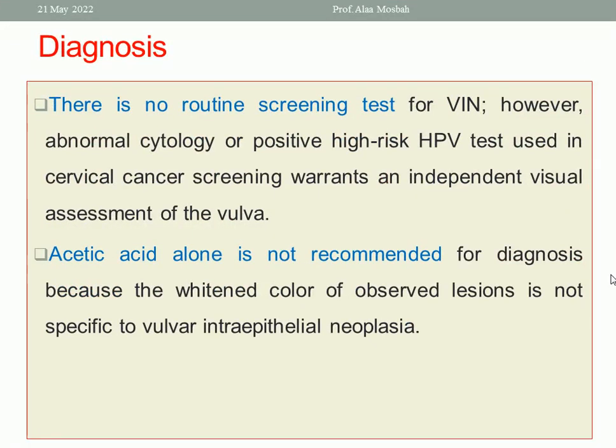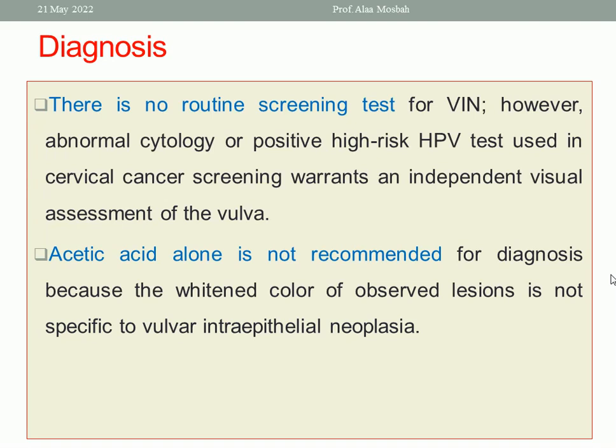Okay, is there any routine screening test for VIN like that of CIN? The answer is no, no routine screening test. However, abnormal cytology or a positive high-risk human papillomavirus test used in cervical cancer screening warrants an independent visual assessment of the vulva. Okay, so if you are doing screening for cervical cancer for CIN and you find positive human papillomavirus testing or a Pap test showing CIN 1 or 2 or 3, please inspect the vulva. Do inspection of the vulva and examine the vulva very well.